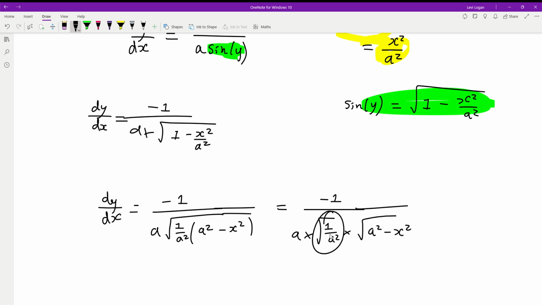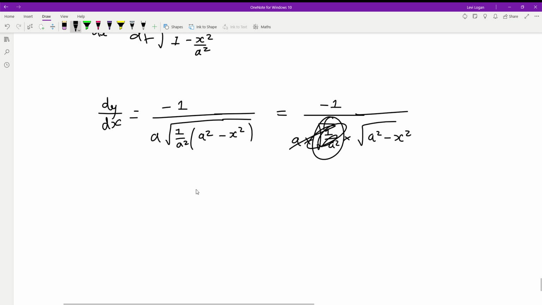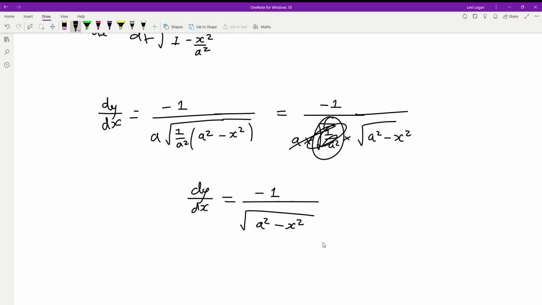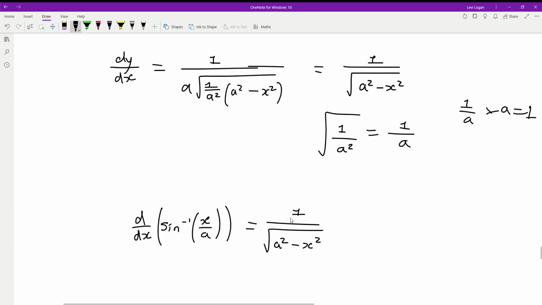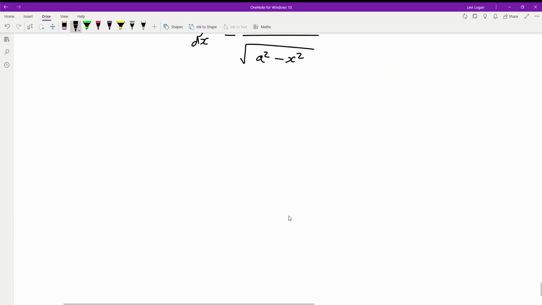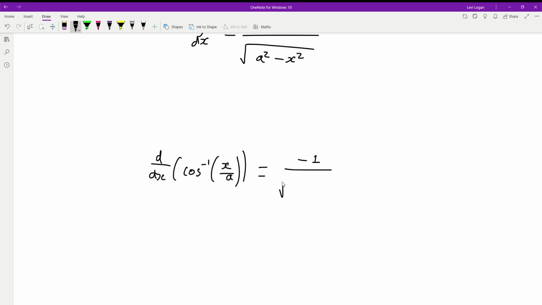This front bit's going to turn into 1 over a times by a, and that's just 1. So dy dx, in this case here, is going to be minus 1 over the square root of a squared minus x squared. So it's very similar to sine, except instead of a positive, it's going to be a negative. So if you differentiate cos inverse of x on a, you're going to get minus 1 on the square root of a squared minus x squared.